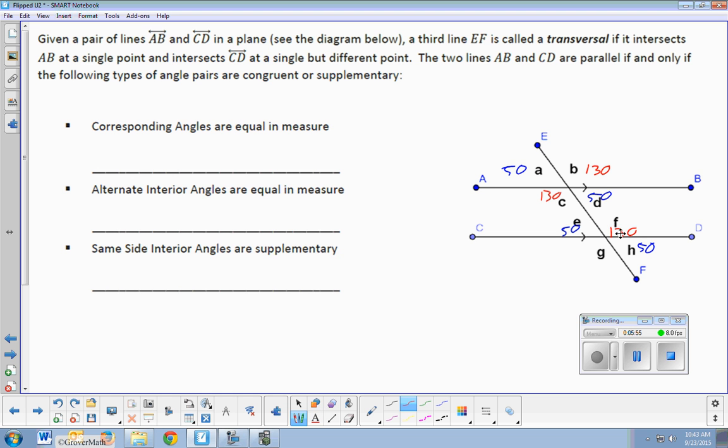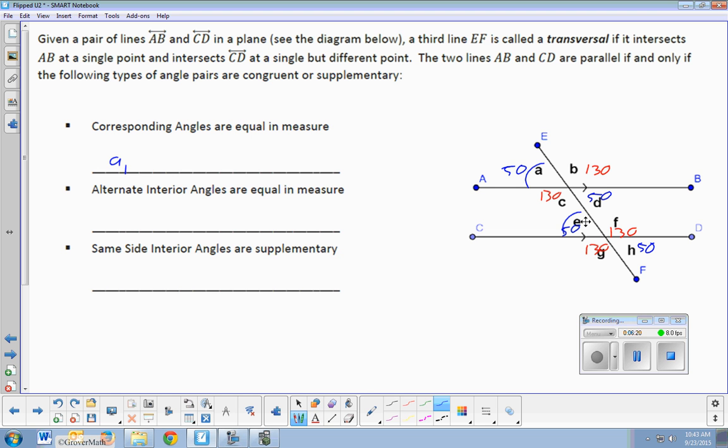And this is 130 because it's alternate interior with the 130. And also remember what we said about same side interior, that these 50 and 130 are same side interior. They're supplementary. They add to 180 also. And this would be 130 because it's vertical with 130. So there's really only two angle measurements in this whole problem. Corresponding angles, the pairs would be A over here corresponds with E over here.